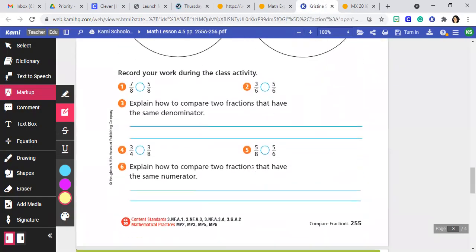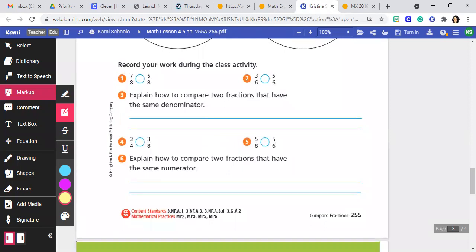Number 1, our directions say, record your work during the class activity. This is something that if we were face to face, we would be doing together. Number 1 says to compare 7/8 to 5/8. Well, our denominator tells us how many equal pieces are in a whole, and our numerator tells us how many of those equal pieces are being represented.